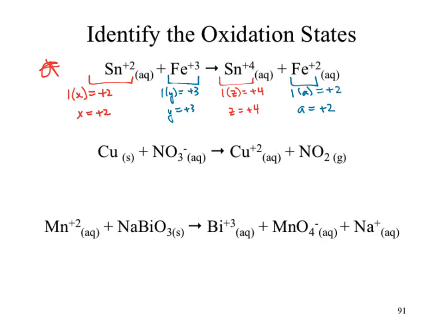A equals plus 2. I now have the oxidation states for all of my elements. Now I can apply to see what changed. When I moved from tin on the reactant side to tin on the product side, what happened to my oxidation number? It became more positive. To become more positive, what did I have to do? I had to lose electrons. By losing electrons, I was oxidized.